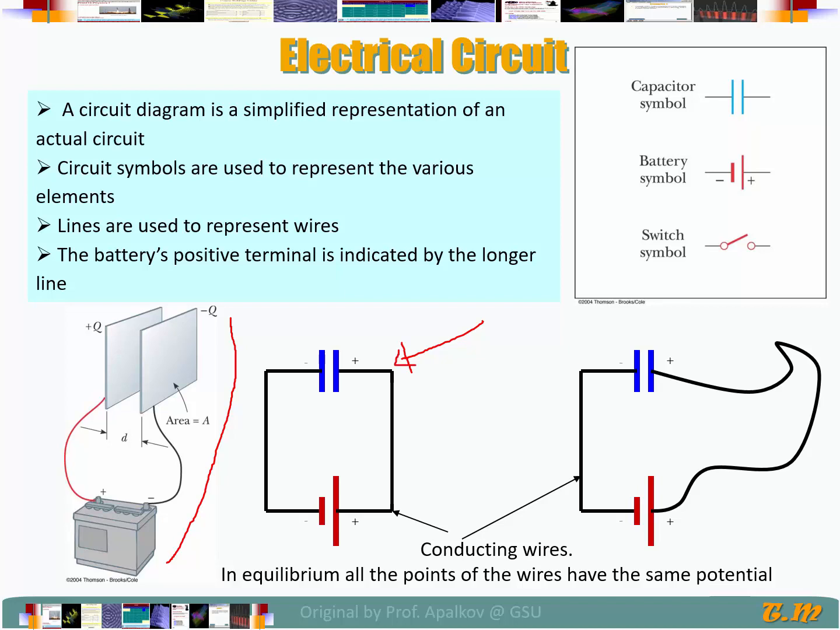We represent the capacitor, the parallel plate capacitor, by two lines of equal length. Now the battery, we represent it with two lines of unequal length. The smaller one of the lines is going to represent the negative lead of the battery. The larger one is going to represent the positive lead. The connecting wires between the capacitor and the battery are going to be represented by straight lines.